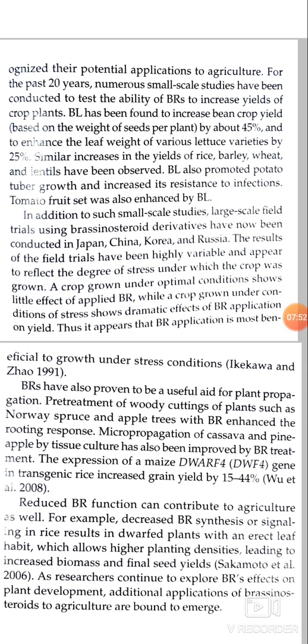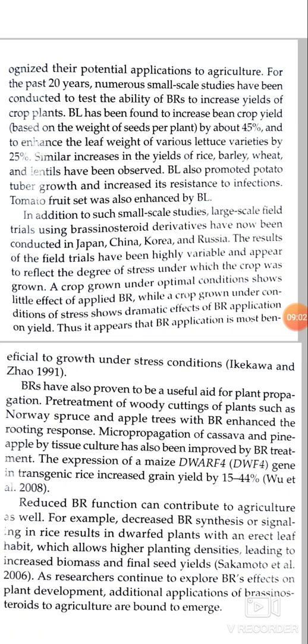The results of the field trials have been highly variable and appear to reflect the degree of stress under which the crop was grown. A crop grown under optimal conditions shows little effect of applied brassinosteroids, while a crop grown under conditions of stress shows dramatic effects of brassinosteroid application on yield. Thus, it appears that brassinosteroid application is most beneficial to growth under stress conditions.